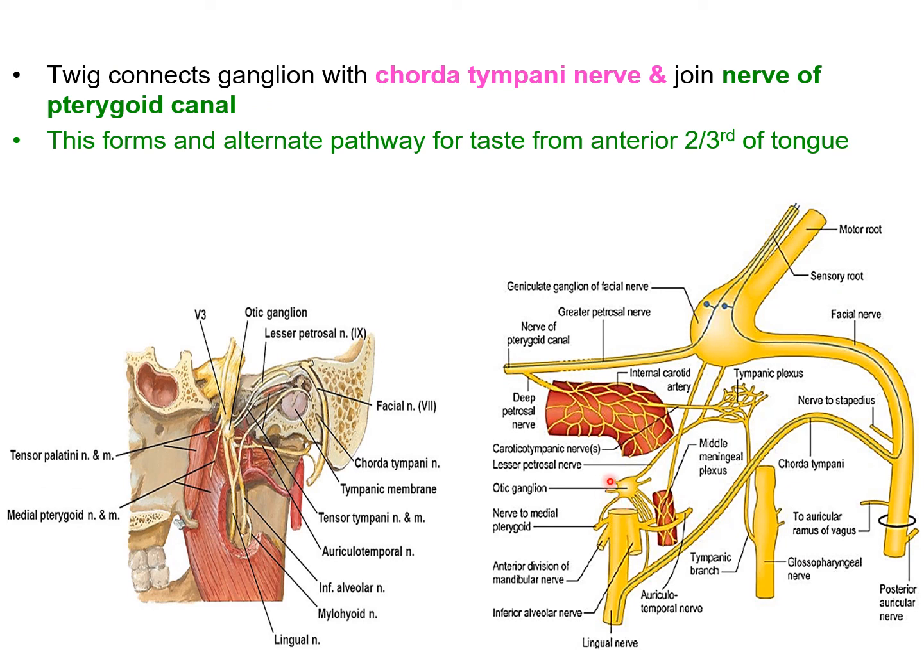A twig connects the chorda tympani nerve to the otic ganglion, and also a twig from the ganglion joins the nerve to the pterygoid canal. This forms an alternate pathway for the taste sensation from the anterior two-thirds of the tongue.